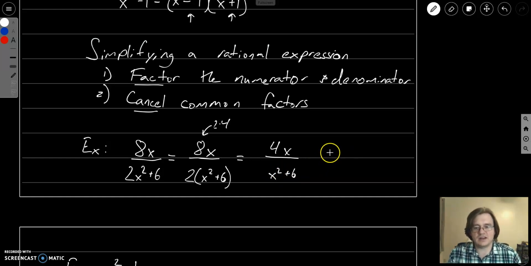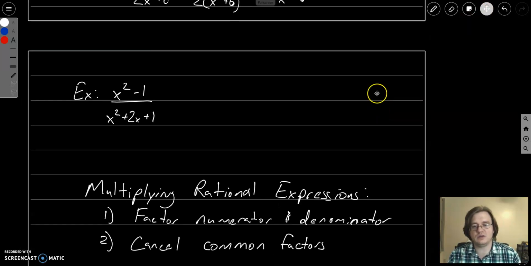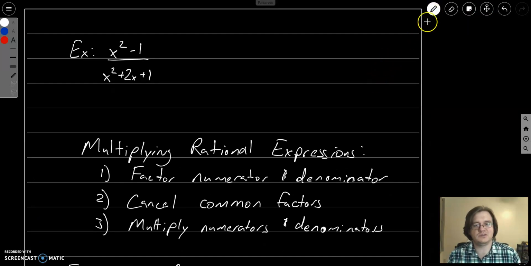So there's not a whole lot going on. We just need to factor things and then cancel. The factoring can be a little bit tricky at times, though. So let's do this next one.